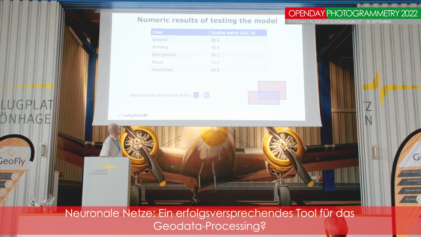Taking into account all of what we discussed, our accuracy for classes like ground, building, and non-ground is good. Our accuracy for power lines is exceptionally good, because they are just straight, linear objects, which are usually parallel to the ground, so they are described very well. Masts sometimes have different shapes, and they are not represented very well in the data set. There are not so many of them, so we have a lower metric value for it.